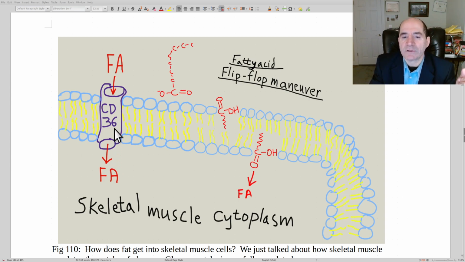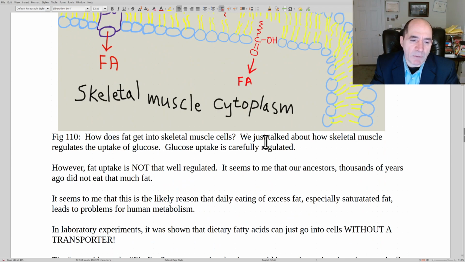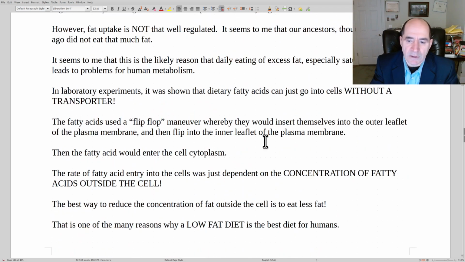Okay, so anyways, what they found was no matter how much they inhibited the fatty acid transporters, the fat just kept coming into the skeletal muscle cell. And it appears that the mechanism by which the fat was getting into the cell was it'll become protonated here so that it's no longer charged, and it'll insert itself into the outer leaflet of the plasma membrane, and then it's able to flip into the inner leaflet of the plasma membrane, and from there move into the cytoplasm. Okay, so this is actually called the flip-flop maneuver of fatty acid entry into skeletal muscle. And the drug inhibitors didn't make that significant a difference. The only thing that would change it is how much glucose was in the blood. This was research with live cells. Okay, so that's pretty interesting.